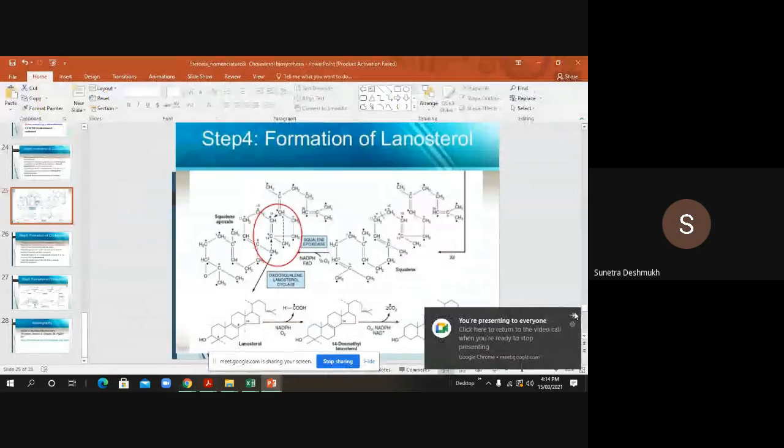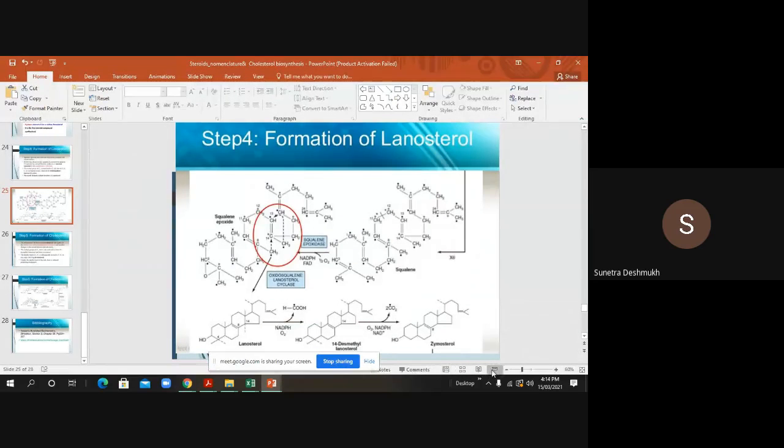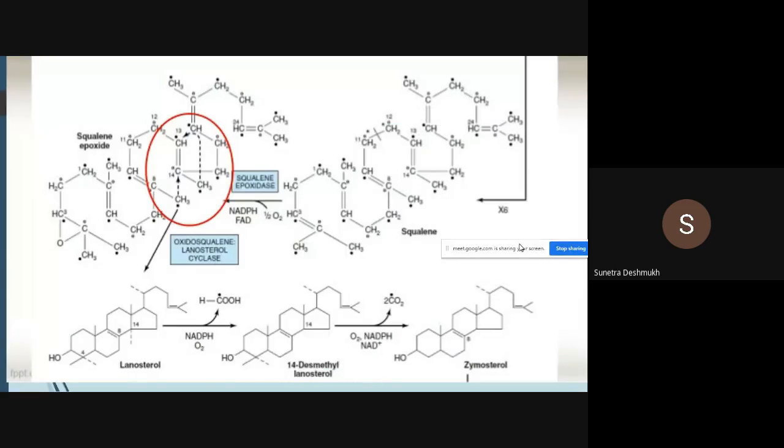Okay, so in the last lecture we came up to the synthesis of zymosterol from lanosterol. We have seen how squalene is written, how squalene epoxide is formed, and how we synthesize lanosterol by cyclization of the squalene epoxide structure. We got 14-desmethyl lanosterol by elimination of one methyl group at carbon number 14.